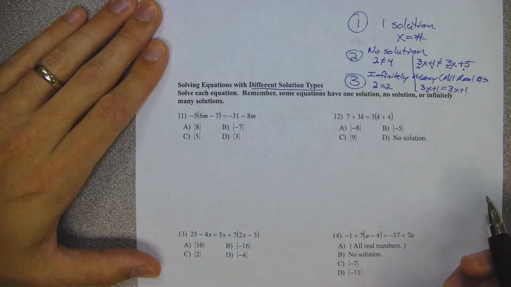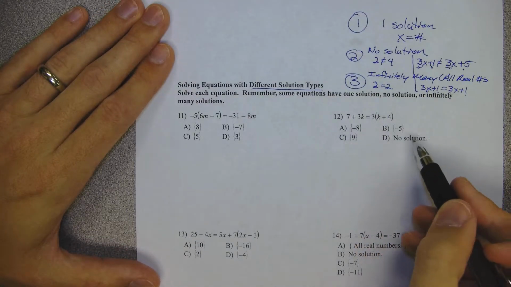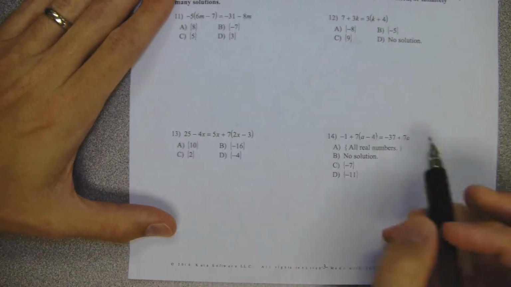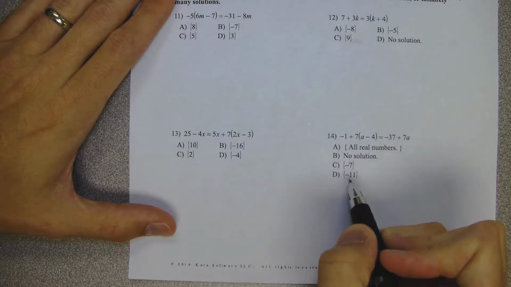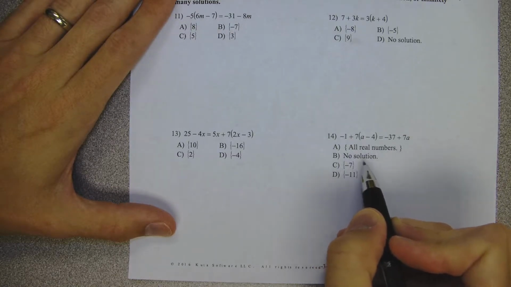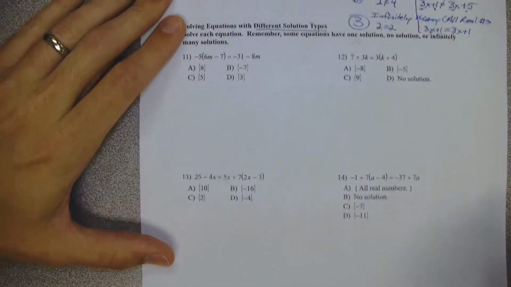All right? So when you're taking a quiz or a test, if it's multiple choice, you should have some idea of what the possibilities are based on the answers provided. Let's look at 14 real quick. Well, notice you have two potential non-one-solution scenarios. It could be all real numbers, infinitely many, or no solution, meaning that you're going to get something absurd. So if you're dealing with a multiple choice format, it'll be a little easier.